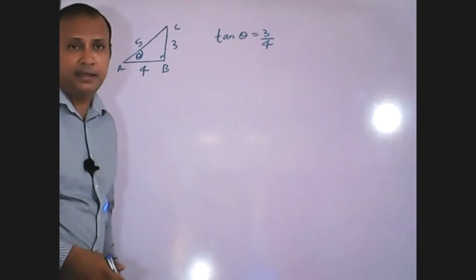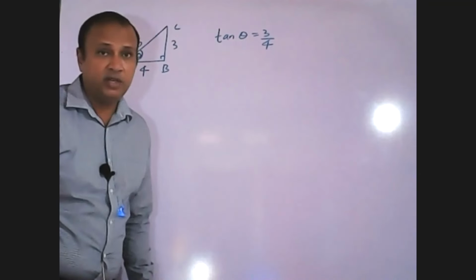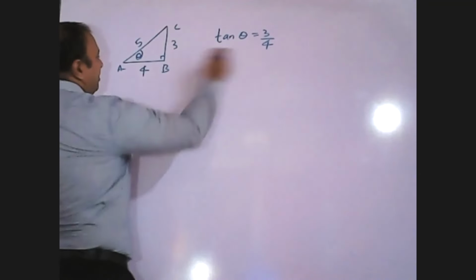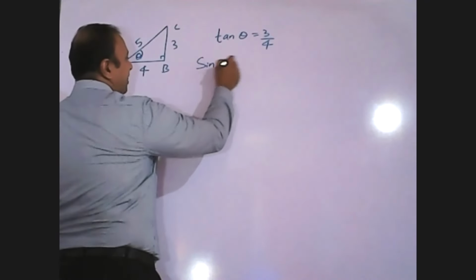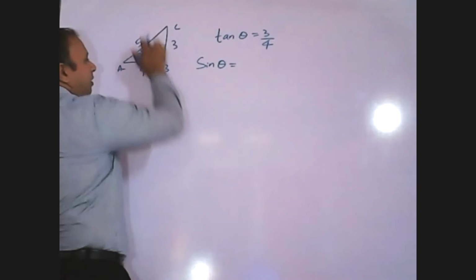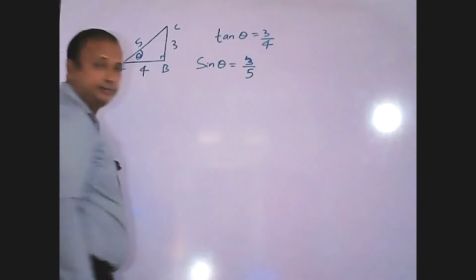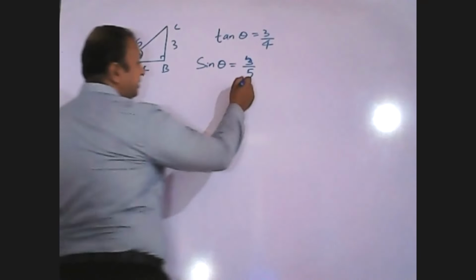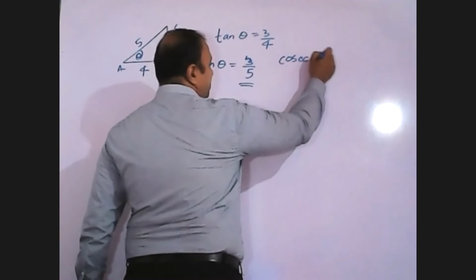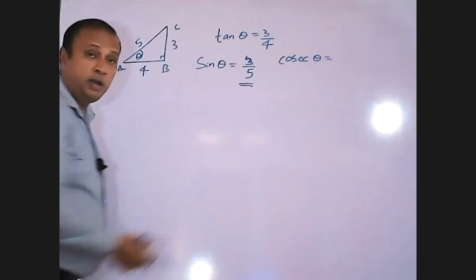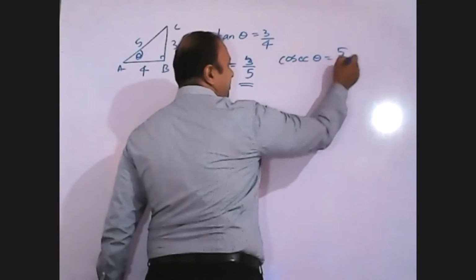So now you have found all the sides of the triangle. If you know all the sides of the triangle, you can write any trigonometric ratio. Once you found the AC length, you can write sin theta. It is opposite side over hypotenuse, 3/5. Then, if you know sin theta, you can write cosec theta too. Cosec theta means the reciprocal of sin theta, that means hypotenuse over opposite side. So 5/3.